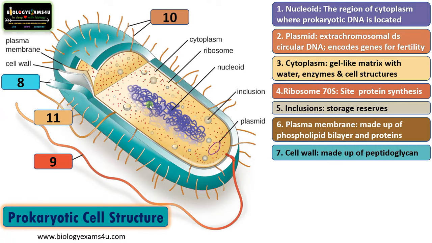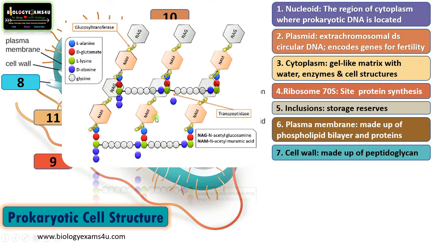Next structure is the cell wall. Prokaryotic cell wall is made up of peptidoglycan. Exceptions are archaebacteria, where cell wall is made up of different types of polysaccharides. And this is the structure of peptidoglycan. As you see, it's made up of N-acetylmuramic acid and N-acetylglucosamine, and that is cross-linked by amino acids or peptide chains. One of the specialties of this cross-linking is, generally in nature, L amino acids are present, but in peptidoglycan cell wall, D amino acids are also present.